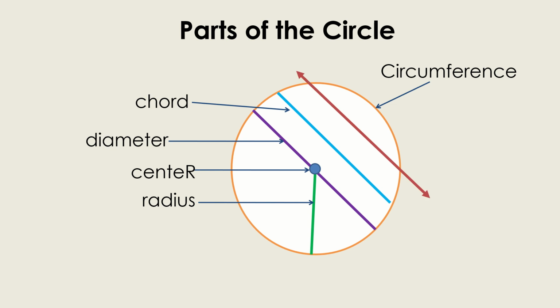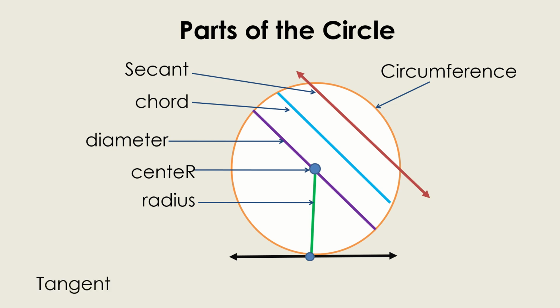So first, what is that line? It intersects the circle at how many points? Two, right? So therefore, it is a secant line. And lastly, if a line intersects the circle at exactly 1 point, it is now called the tangent line. And the point of intersection between the circle and the tangent line is known as the point of tangency.